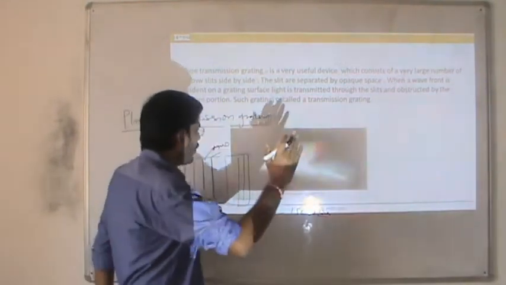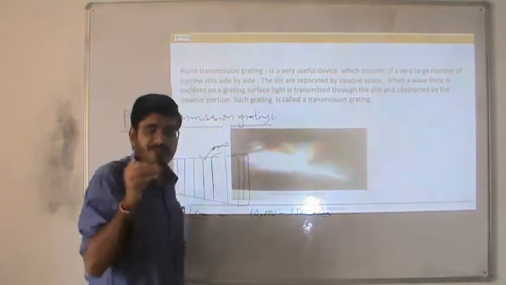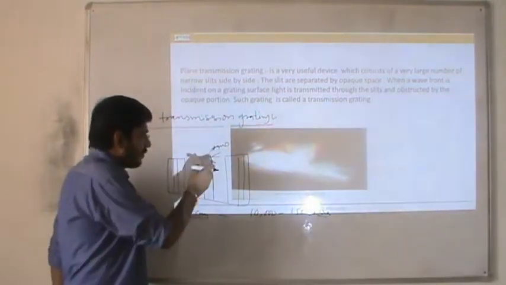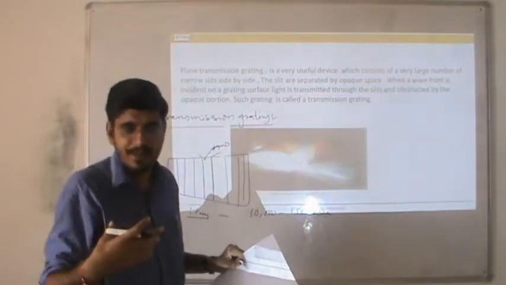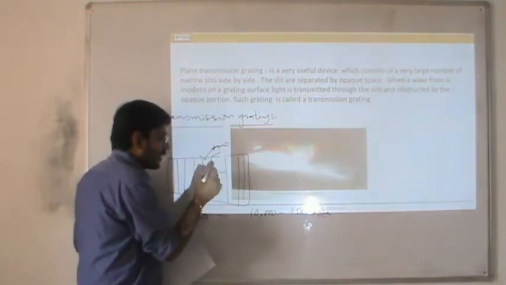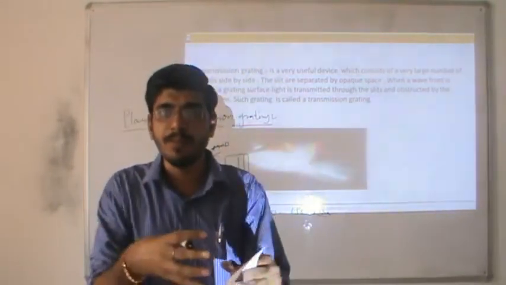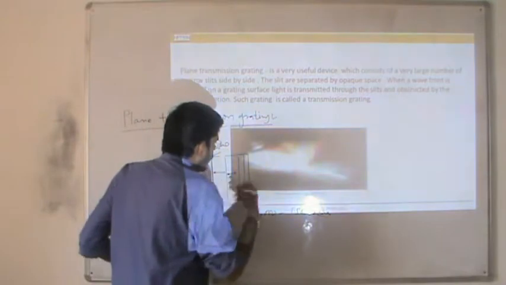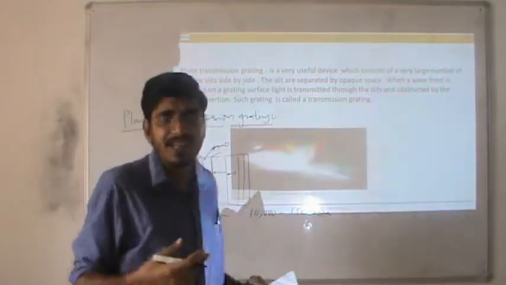So we have a number of lines, and due to these lines we have regions where the light can be transmitted easily. If we have 10,000 to 15,000 lines, we can say there are 10,000 to 15,000 sources which produce secondary lights. The light incident on this glass plate is transmitted from these portions, and ultimately the secondary waves are superimposed and produce an interference or diffraction pattern. So this device is known as the plane transmission grating.